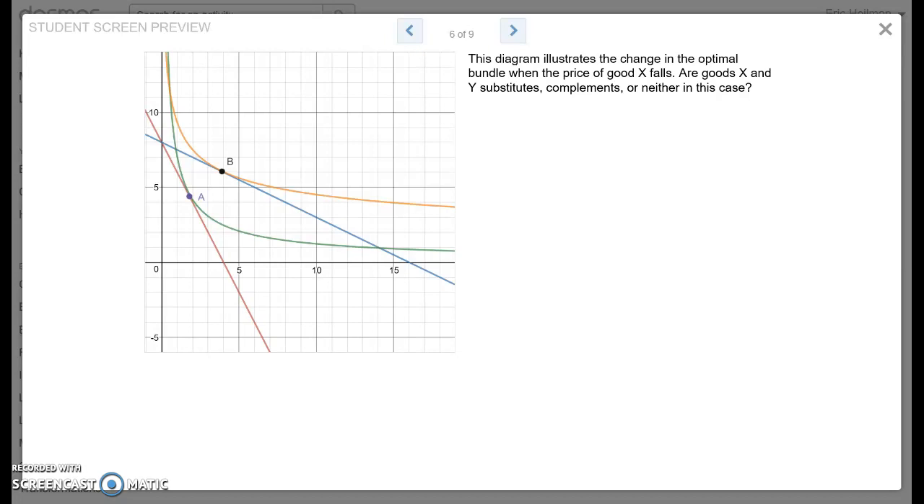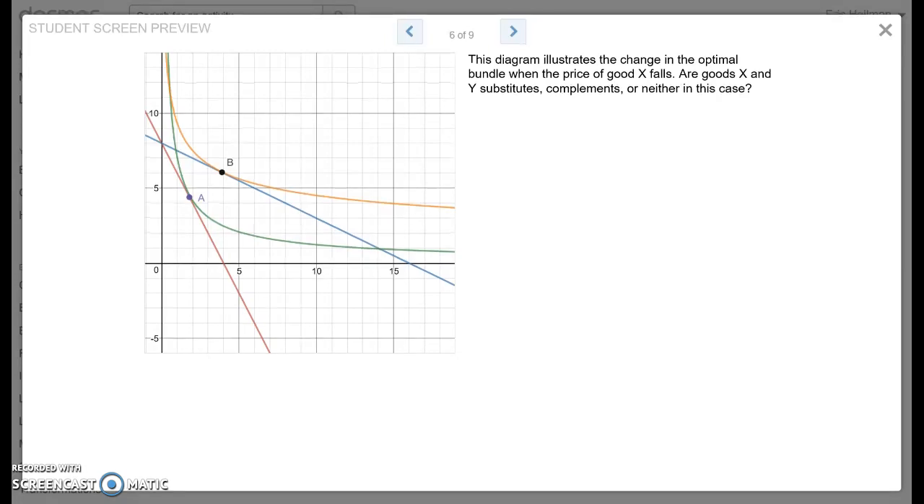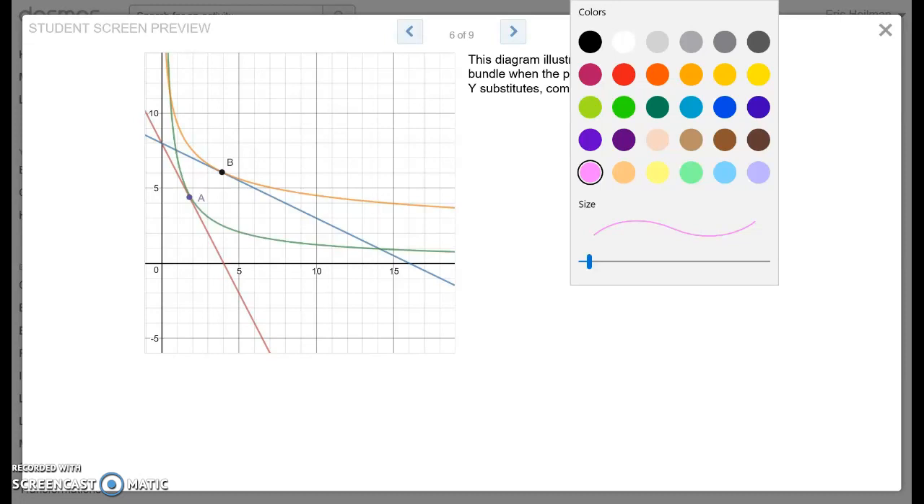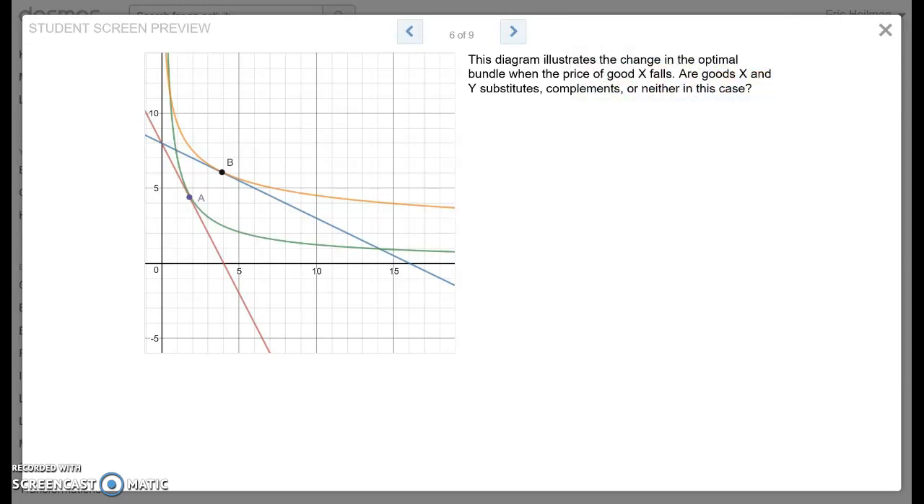Okay, so the question is, when you look at this diagram, where we started at point A, the price of X fell, so we got a new budget constraint at B. Are these goods substitutes or complements? So take a second, put your answer in play, pause it.